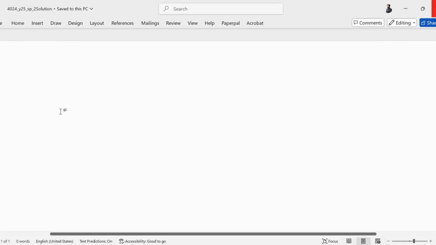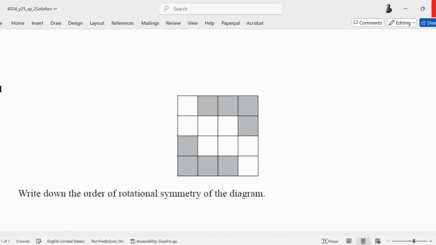That is according to the new syllabus. We'll be solving paper one. Calculators are not allowed, and the total time is 2 hours, and the total marks for this paper is 100. So this is the first part. Let's try to solve some questions.